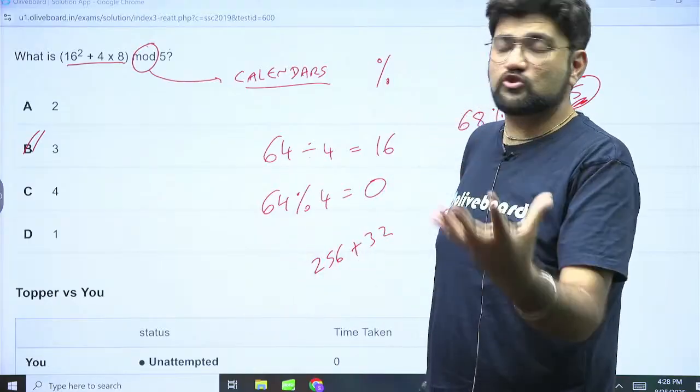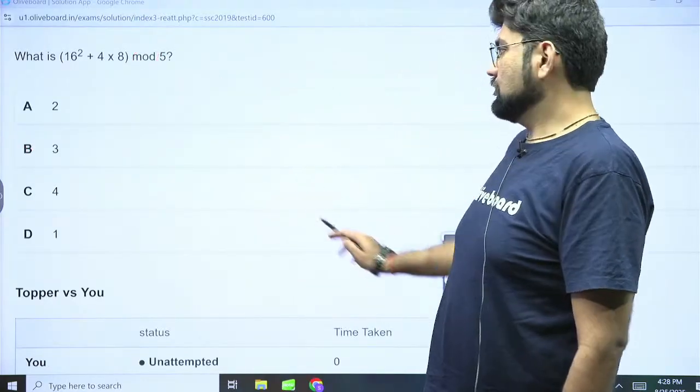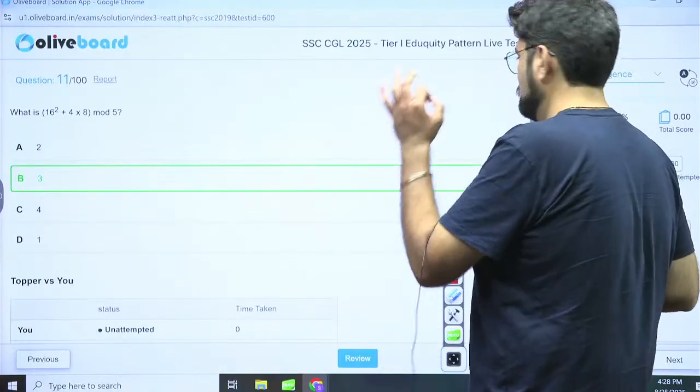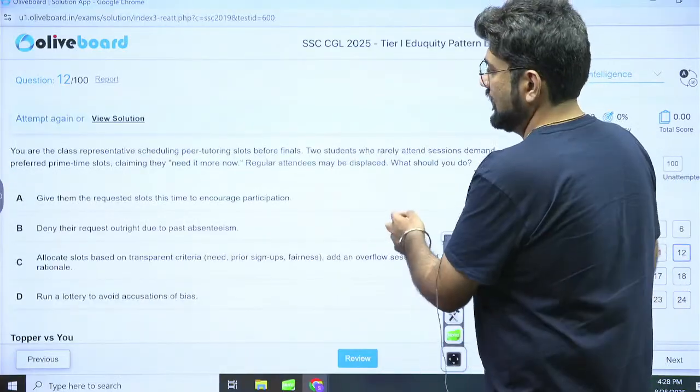The facade of the question is changing. Nothing else is changing, but unnecessarily we are getting scared. 16 seconds. Very good. Excellent. Good job. Next.